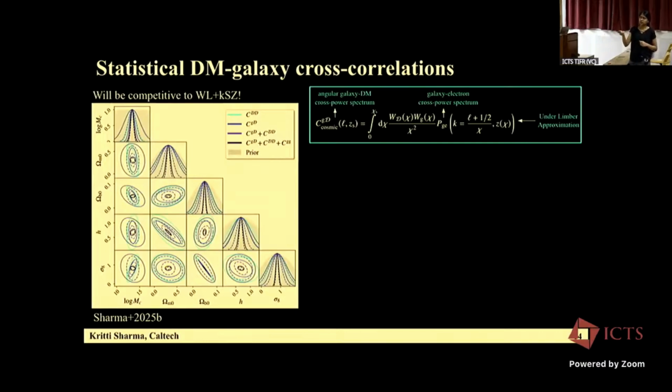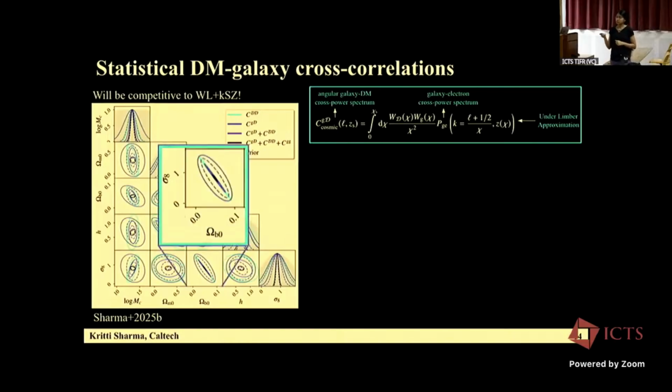So here are some expected forecasts with 10^4 FRBs again. Specifically, I would like to highlight this corner plot of S8 versus omega_b. There's a strong degeneracy in the DM-DM autocorrelation and DM-galaxy cross correlations. That means once you add in multiple probes, which lead to even slight rotations in this particular ellipse, you should be able to start breaking these degeneracies in multiple parameters.